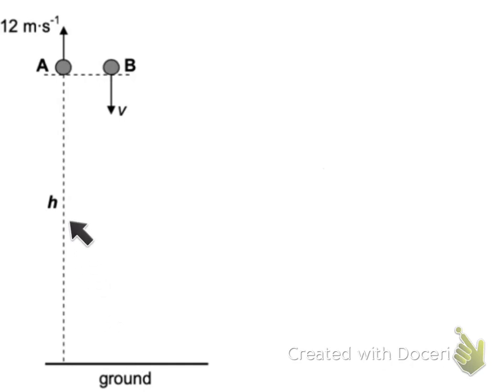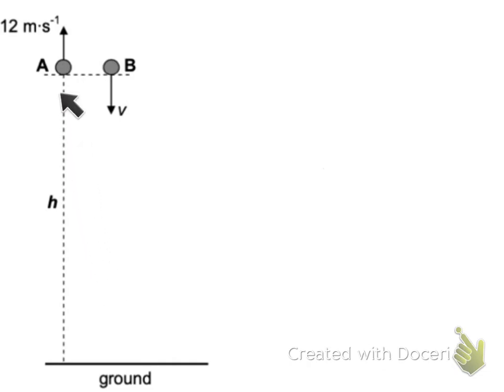What they say is when stone A passes again at the original point where it was tossed up, so up, comes down. When it comes there, back to its original point, then the ball B would have hit the ground.